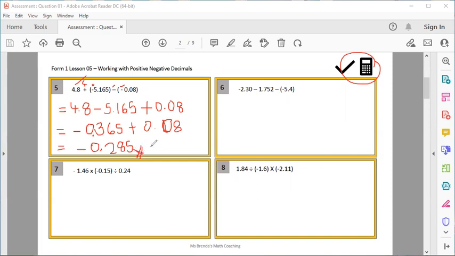Okay? Try again. Press 4.8. You must be very careful to not simply press positive or negative. Just press 4.8. It's a positive 4.8. It's a normal 4.8. But then you press minus, remember here, follow this, minus 5.165. You should get negative 0.365. Did you all get this or not? Yes, I got it. Okay.